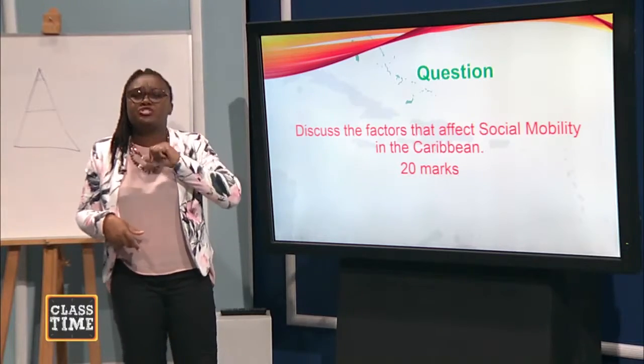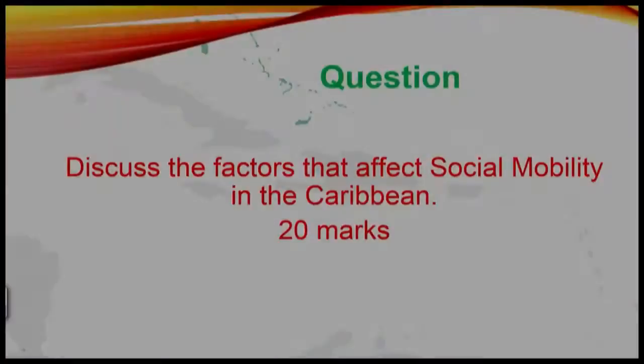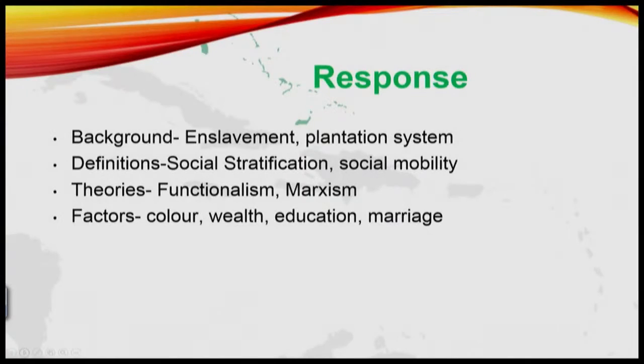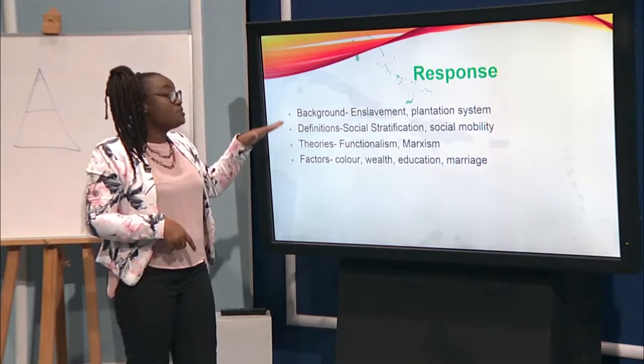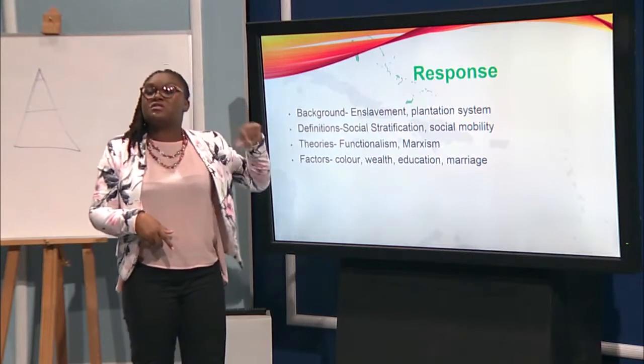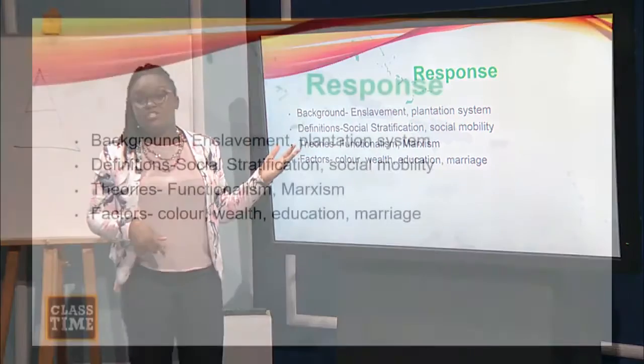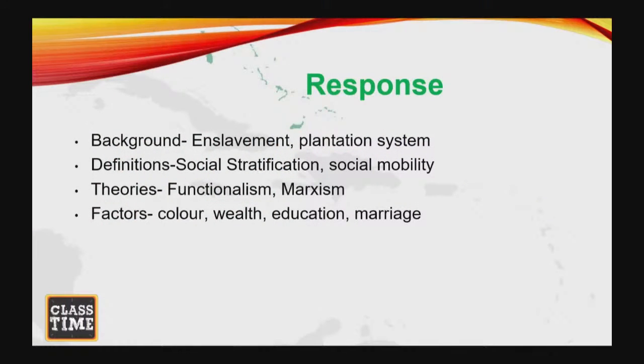How would you approach this question? I know you're thinking about it already. Let's look at what could be included in your response. Some of the things that you must have. You must have your background, because you must be talking about enslavement and plantation society in order to be discussing stratification. You must have your definitions of terms, stratification and mobility and some of those other terms, pigmentocracy and so on. And not just to define them, but to use them properly while you are writing.